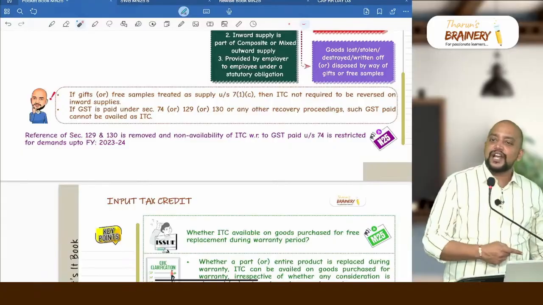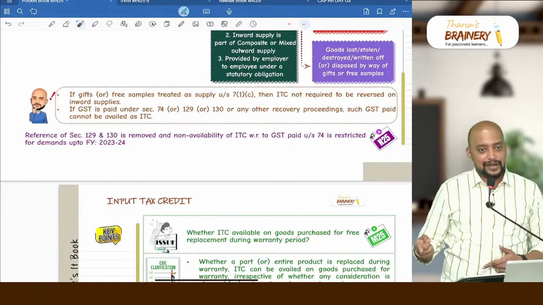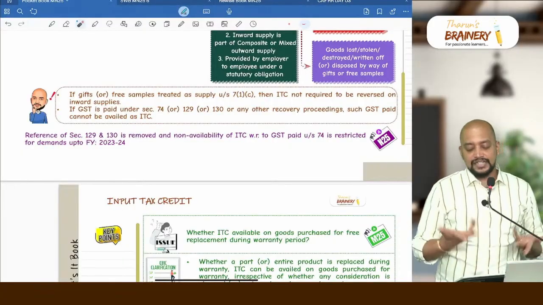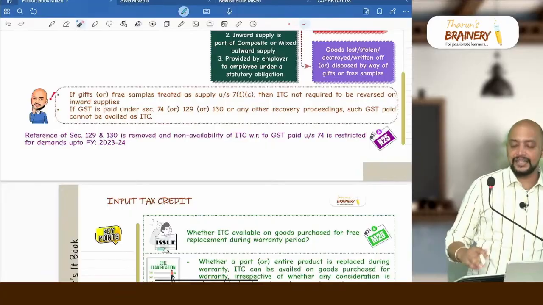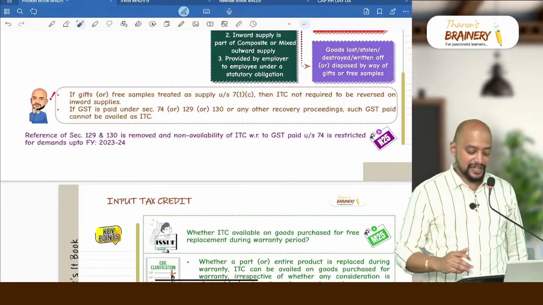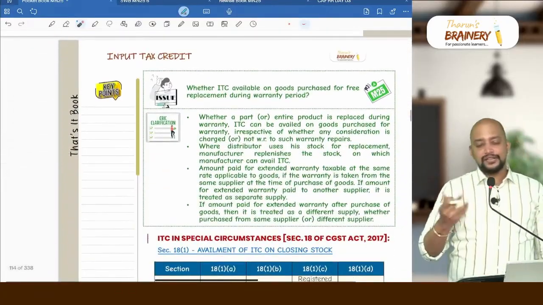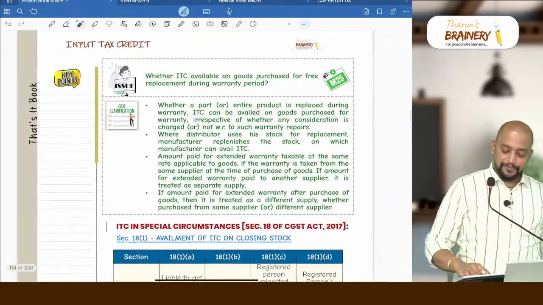So these sections will come only if I am not reporting in GSTR-1, correct or not? So therefore, it is irrelevant. That's why they have removed it for the November 25 exam. So for the May 25 exam also, it will not be questioned, don't worry.